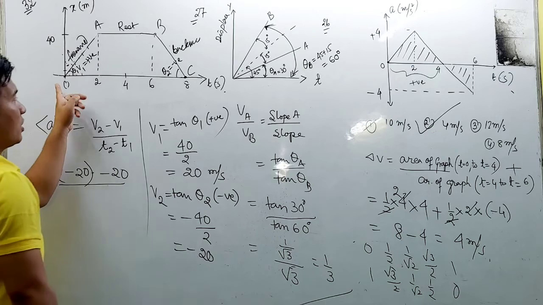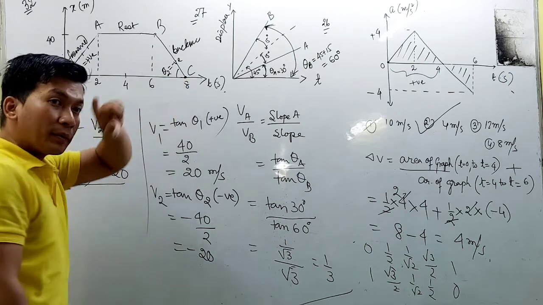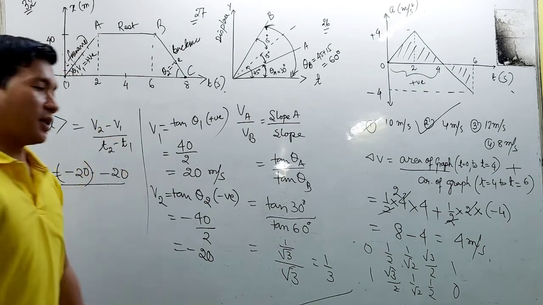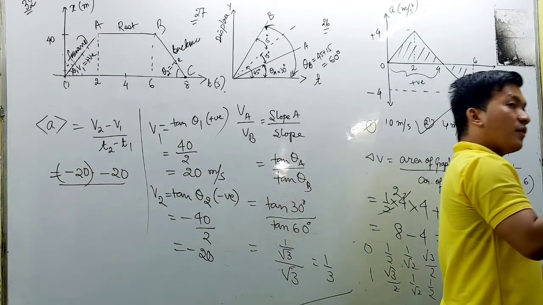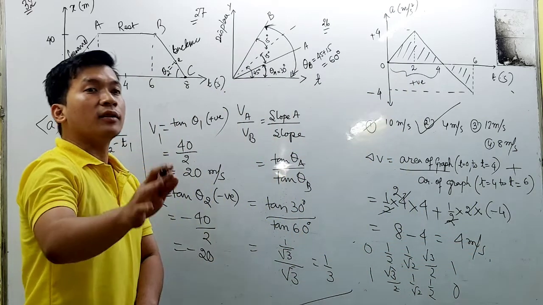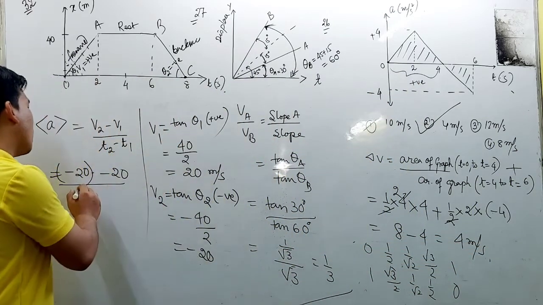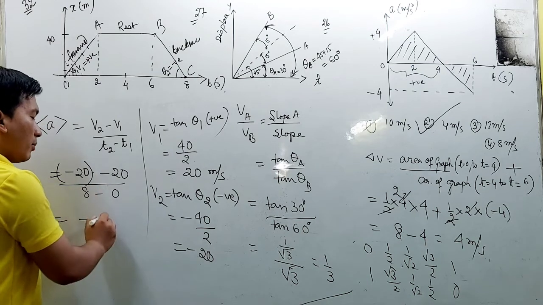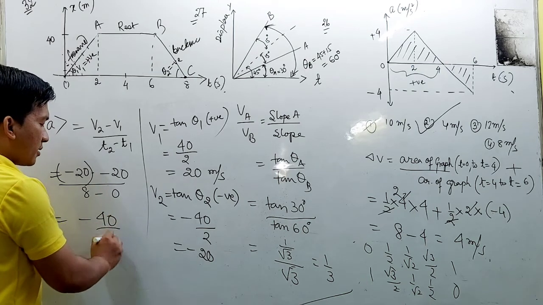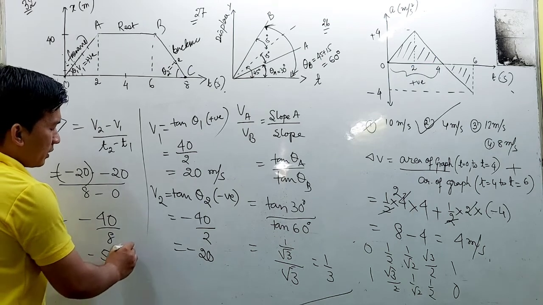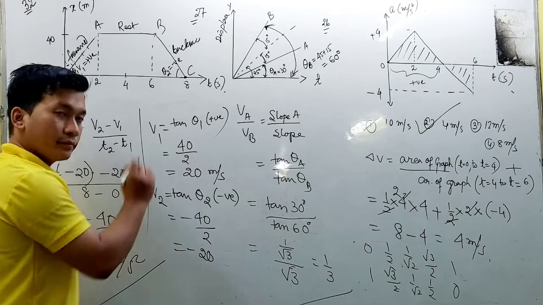And divided by what is the duration. You have to count the duration of the race: 2, then 4, then 6, then the return takes 2 more, all together 8, minus 0. So we will have minus 40 divided by 8, and our answer will be minus 5 meter per second square.